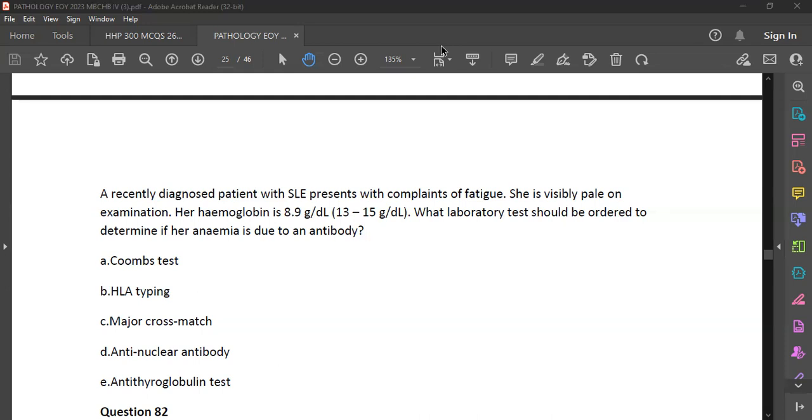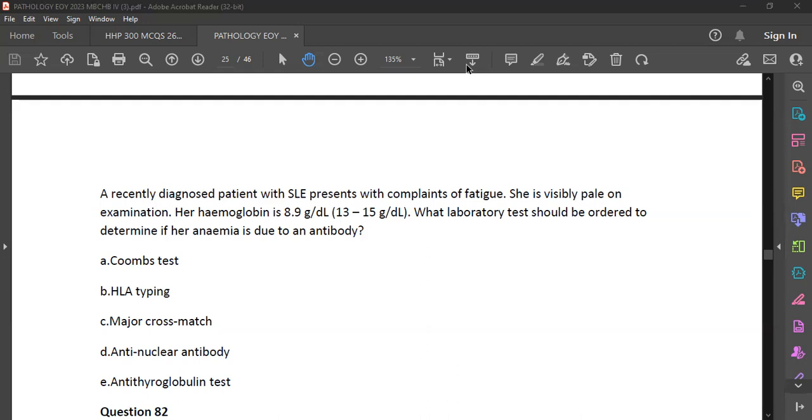Yeah. So I think this one we have discussed several times, and you've said that if it's anything associated with an antibody, which SLE is producing autoantibodies against your cells, is going to be dealt with or be tested by a Coombs test. Yeah. So the Coombs test is going to be there.